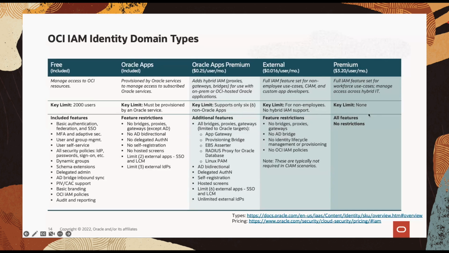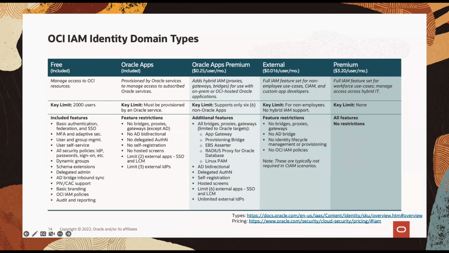With the premium, you will get all the features. This is the fully feature-loaded instance with no feature restrictions. There is no object limit on the number of users, groups, or applications that can be created. It's completely unrestricted when the customer goes with the premium license. So this is what I wanted to cover on the OCI IAM domain types. I have the pricing link and everything attached in the last slide, so when we share this presentation deck, you can use those links to look up and understand more about the features and the SKUs for each of these domain types.